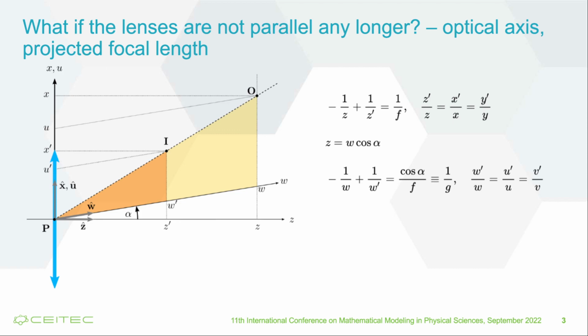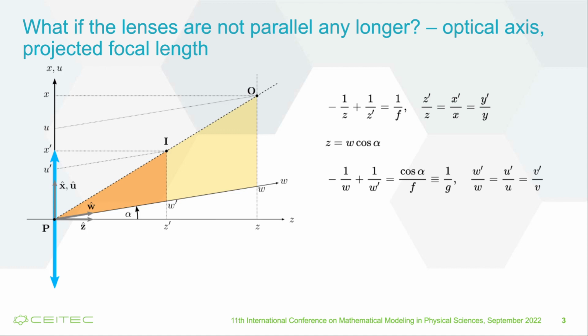Now, let's choose the new coordinate system UVW such that U and V axis span the plane of the lens, and the W axis is chosen to lie in XZ plane such that it makes an angle alpha with that axis. From the figure, one can deduce that Z is equal to W times cosine alpha, and insert this into the imaging equation to obtain this equation here. Here, if we define the right hand side as an inverse of a so-called projected focal length G, we get an ideal thin lens imaging equation again.